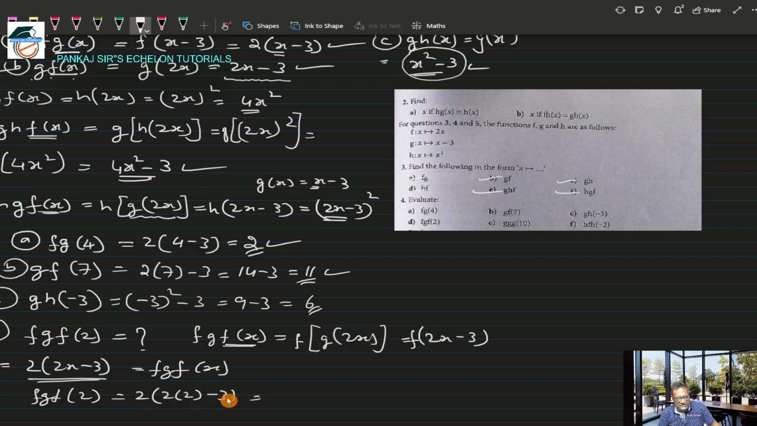That works out to 2 into 4 minus 3. 4 minus 3 is 1, and 2 into 1 is 2. The answer will be 2. Is that clear? Let us work out D.